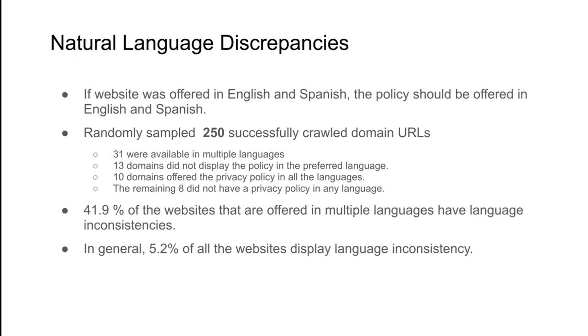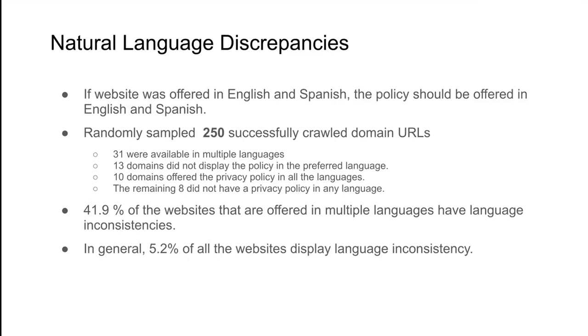Next, we looked at natural language discrepancies. So if you go to a website and the website is offered in English and Spanish, you would expect that both English and Spanish users are using the website. And so the policy should be offered in English and Spanish as well.